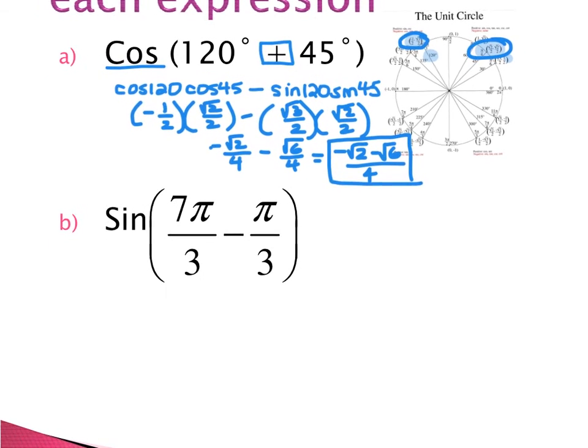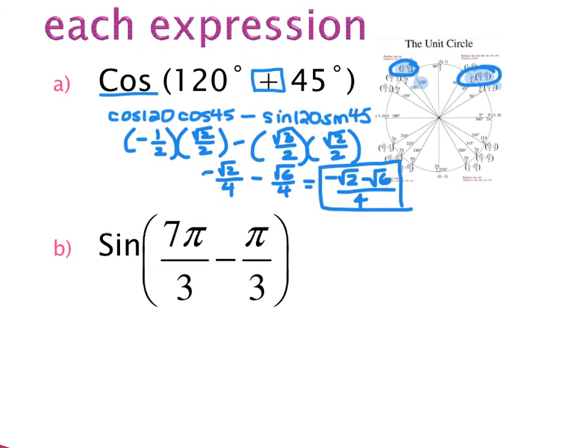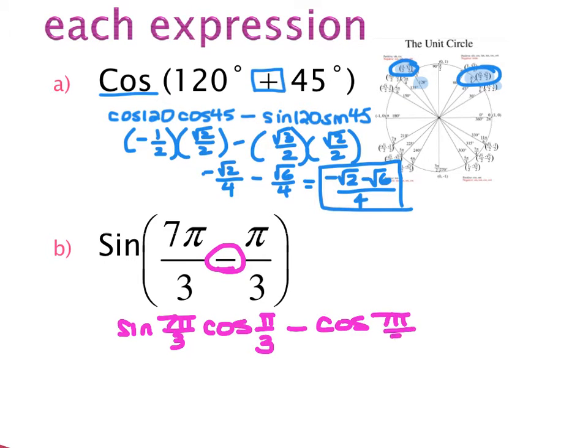Now we look at B. There are two differences. One is it's sine. The other is that these are now radians, but the same exact process. The pattern for sine is sine, cosine, cosine, sine. So I would do sine of the first, cosine of the second. Whatever sign is in my sine sum or difference is the same when I expand it. So this is a minus. Cosine of the first and sine of the second.